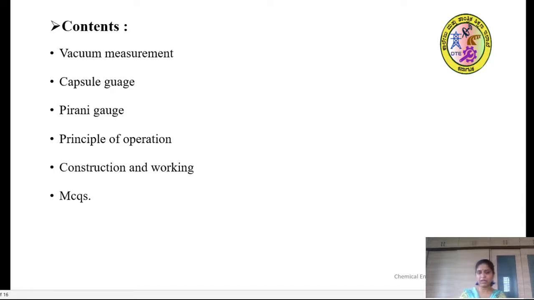We will learn the principle of operation, the construction, and the working of these pressure measuring equipments. After having the knowledge of all these low pressure or vacuum measurement equipments, we will look into some multiple choice questions based on the understanding of these topics. So let us continue with this.